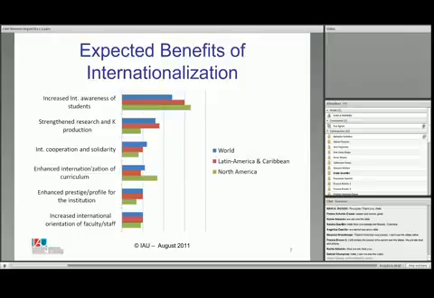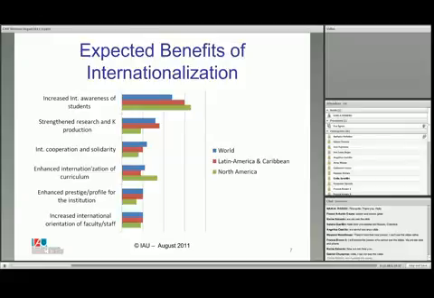When we asked the expected benefits that internationalization was to bring to institutions, it is not surprising that they should match quite closely to the rationales. I mean, institutions pursue a policy with some expected benefits. So the notion that increased international awareness on the part of the students would be achieved is to be expected. And as you can see at the aggregate level, it is the top benefit, as well as for Latin America and North America. So there is a good coherence between the rationales and expected benefits.